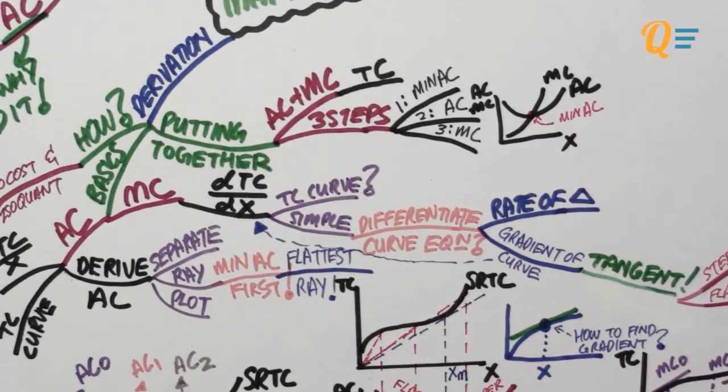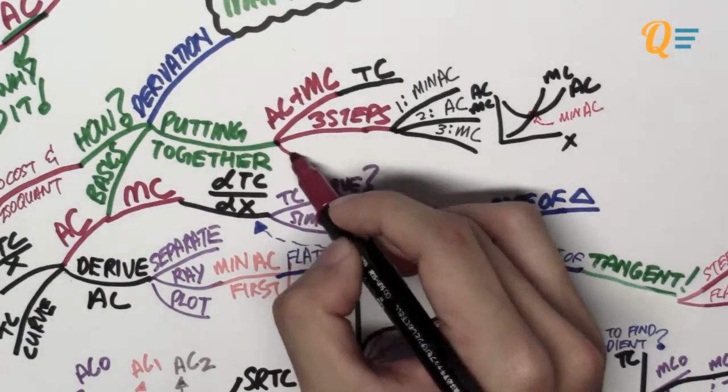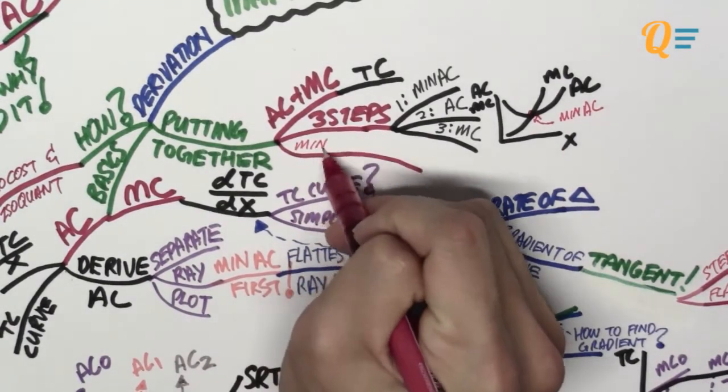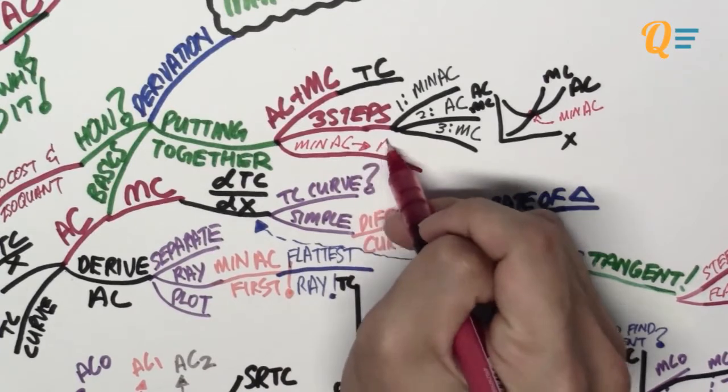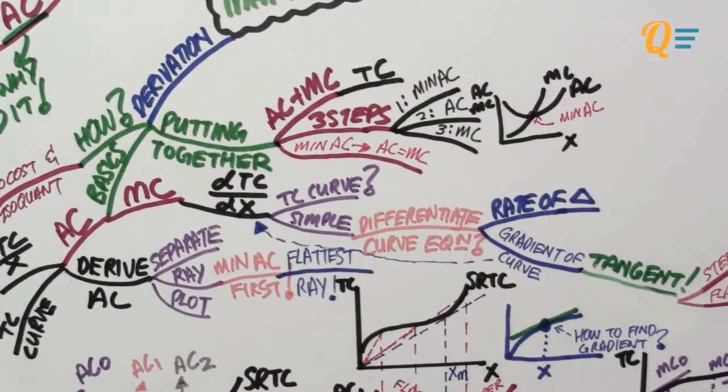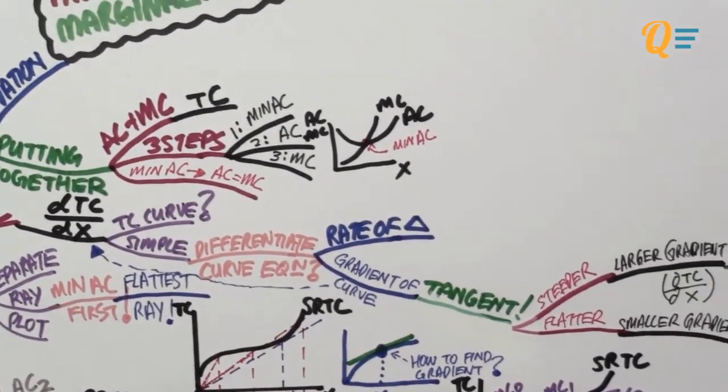Now the point where they actually intersect is where the minimum average cost is. So another conclusion that you're going to find is that the minimum average cost is when the average cost and the marginal cost are the same. I'm going to explain my case in just a little while.